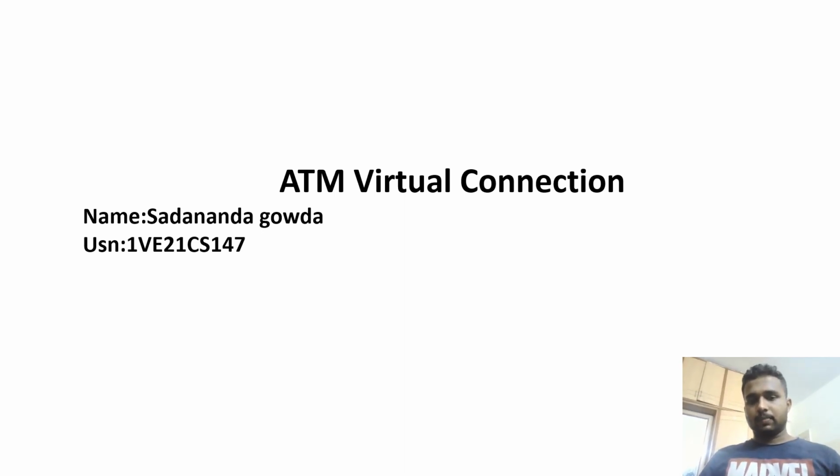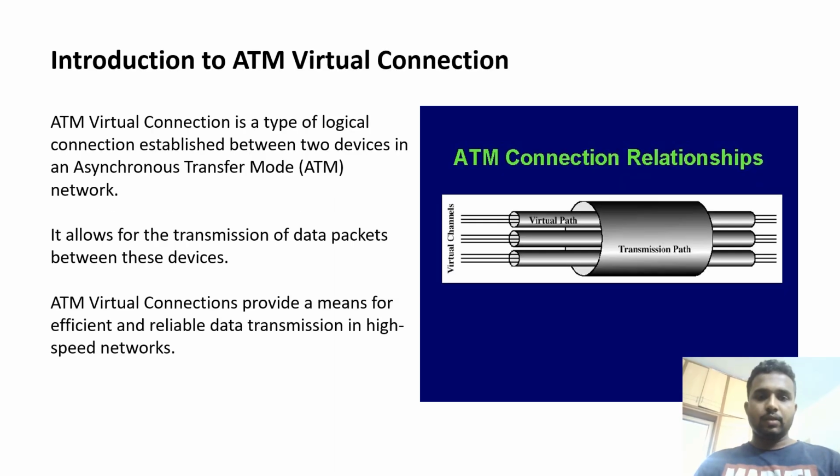Today I am going to explain ATM Virtual Connection. Introduction to ATM Virtual Connection. ATM Virtual Connection is a type of logical connection used between two devices in an asynchronous transfer mode network. It allows for the transmission of data packets between these devices. ATM Virtual Connections provide a means for efficient and reliable data transmission in high-speed networks.